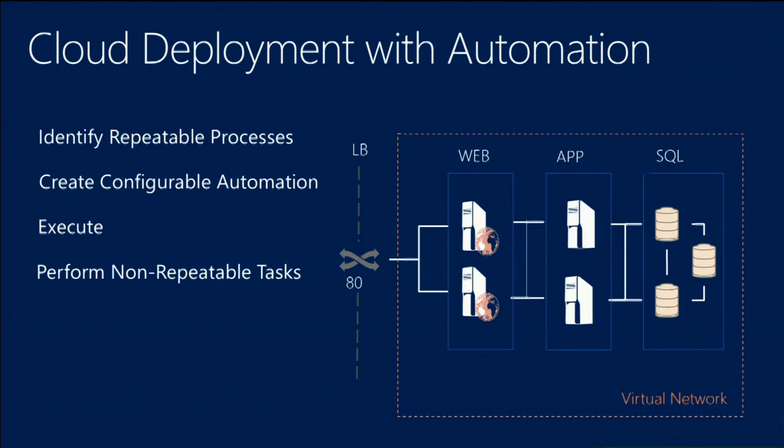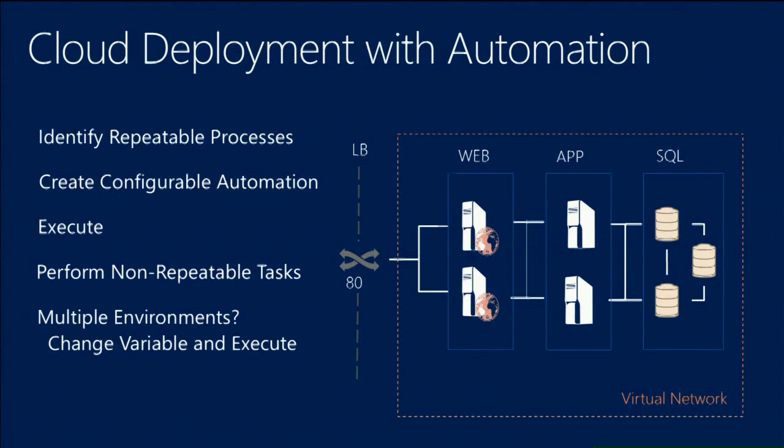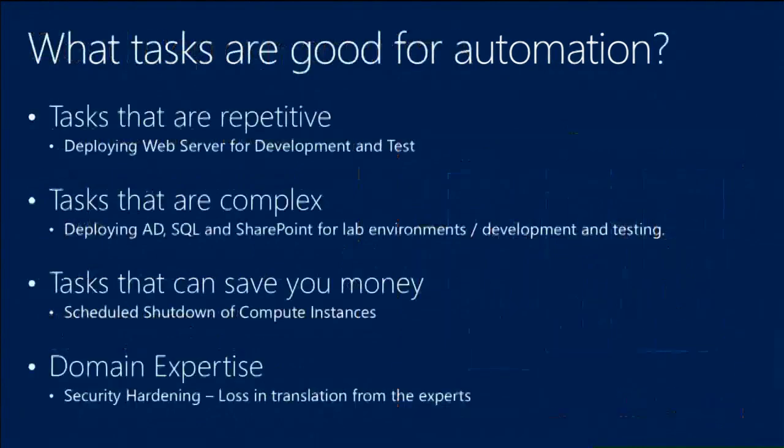Of course, there's always going to be non-repeatable tasks. Something you have to do, like copy over Team X's app. They just got it brand new. You can't have automated it because you've never even seen it before. So now if I have multiple environments, I literally change a variable, hit execute again, and I have my repeatable deployment. So what kind of tasks are good for automation?